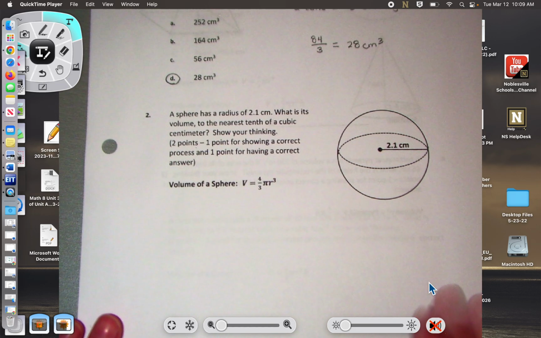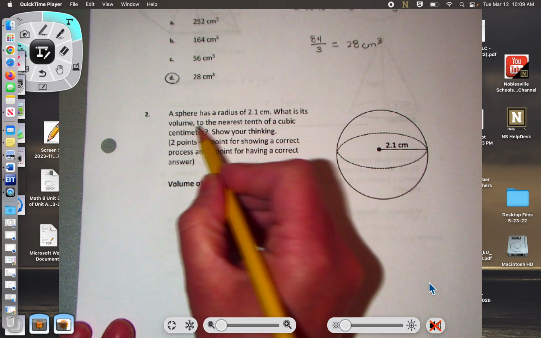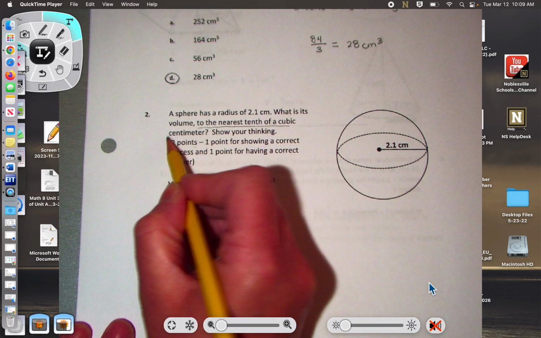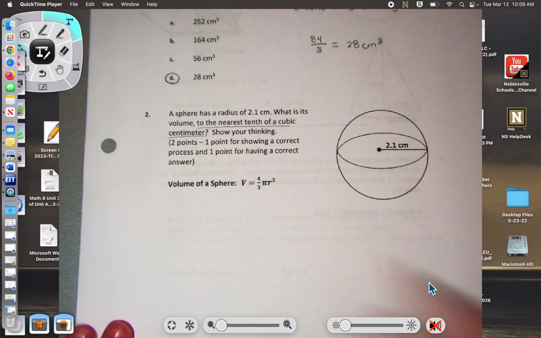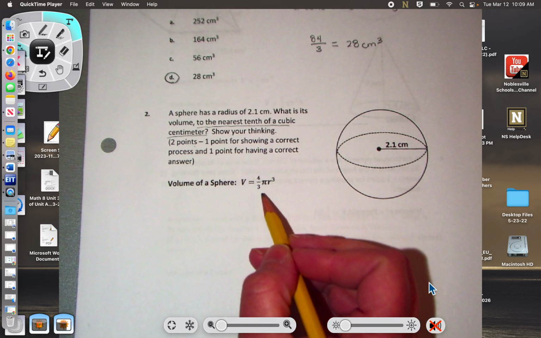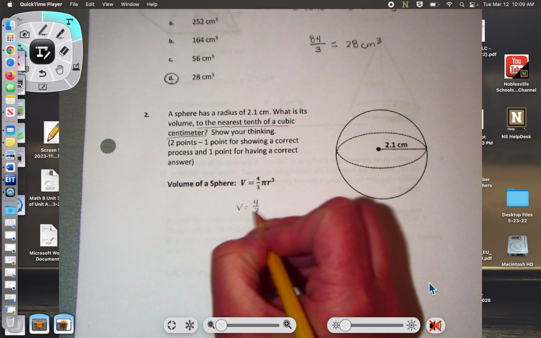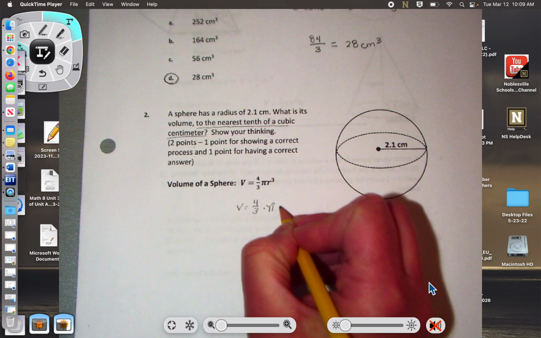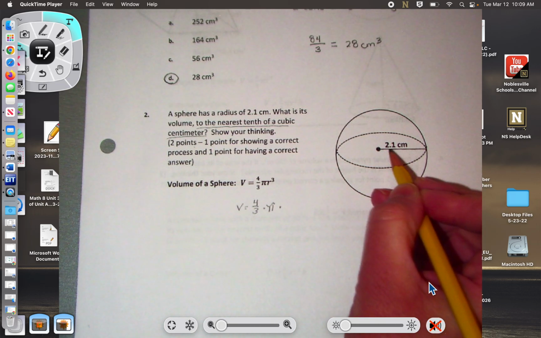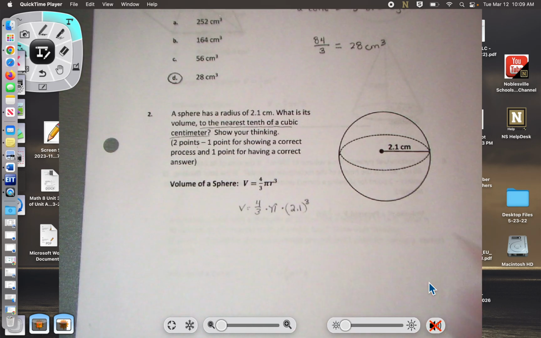Question 2, we have a sphere and they give us the radius. What is the volume to the nearest tenth of a cubic centimeter? Remember, a tenth means 1 decimal place. That also means that our answer will not include the pi symbol. So they give us the formula here. So I'm going to fill in what I know. 4/3 times pi times, and my radius is 2.1, so that's going to be 2.1 cubed.